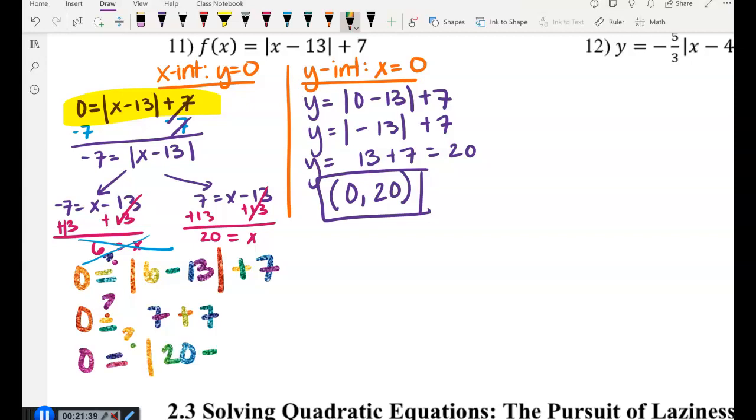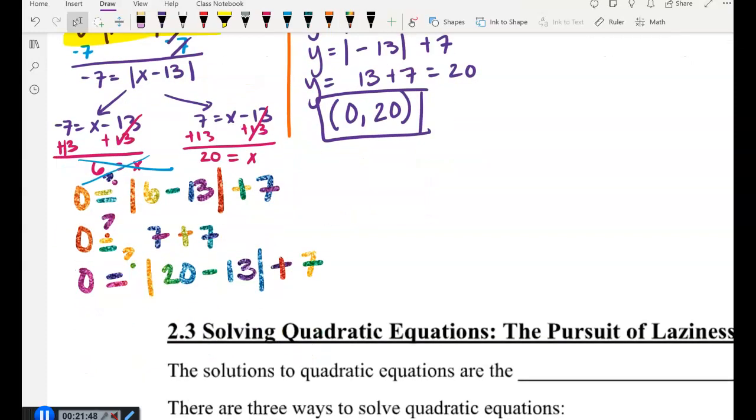Earlier, Dante said the other one is 20. All right, here we go. 20 minus 13 inside the absolute value. What is that? 7. Absolute value of 7. It's still 7. 7 plus 7. Is it 0? No. What kind of math is that? Okay. Can't have them. Can't keep them.